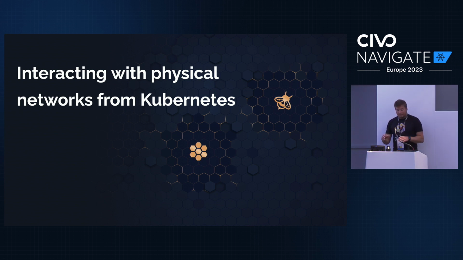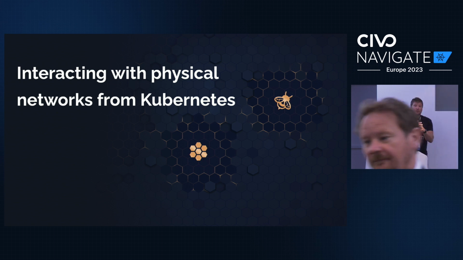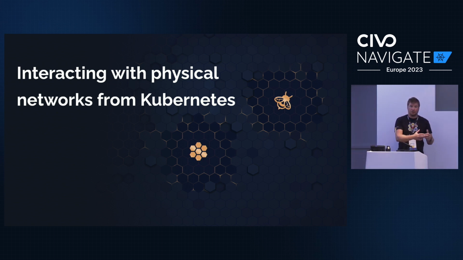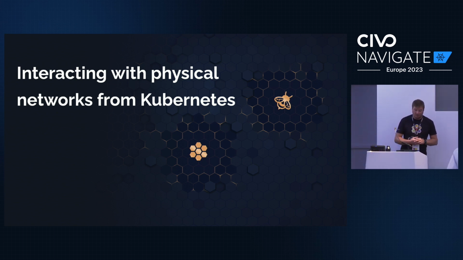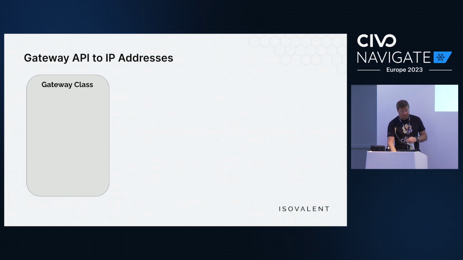So I've quickly gone through what networking looks like today and what Gateway API is going to bring to networking. The big question, though, is how this interacts with physical networks. Where do these IP addresses come from? How do we update the network? What are the technologies that are required in order to do those sorts of things?